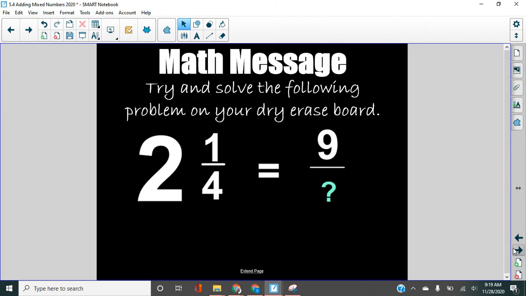We talked a little bit about mixed numbers and improper fractions before. So let's try to figure this out. If you had 2 1/4, what would that equal? Okay, that would equal 9/4.